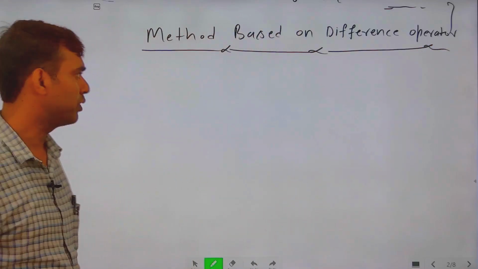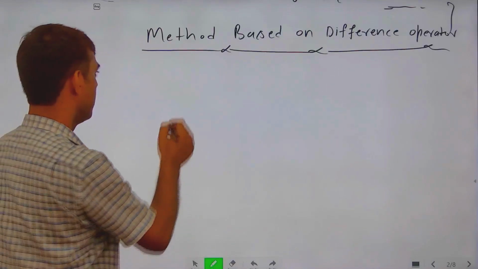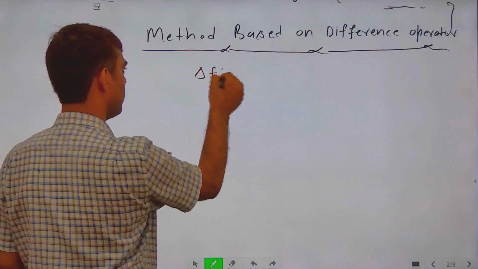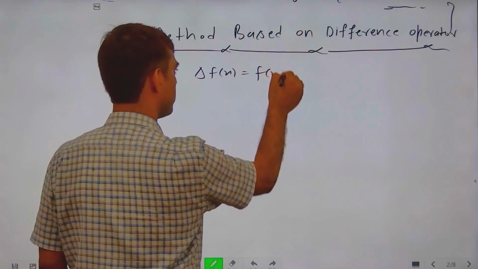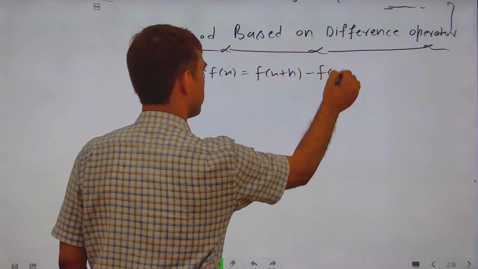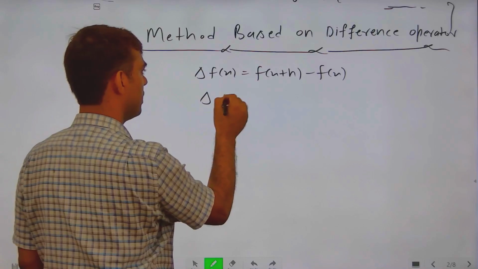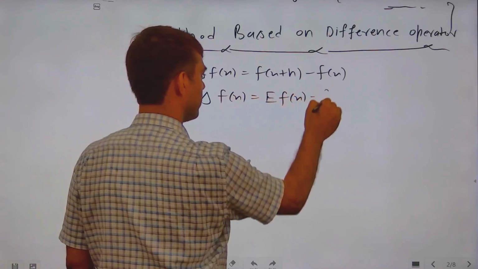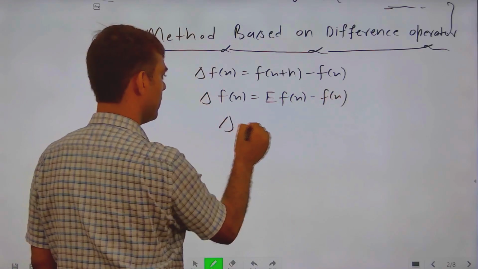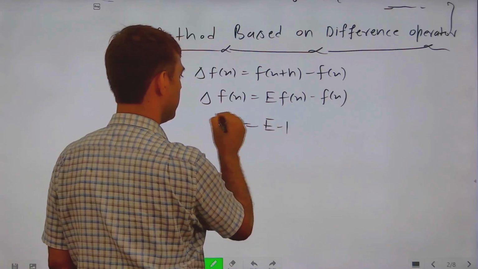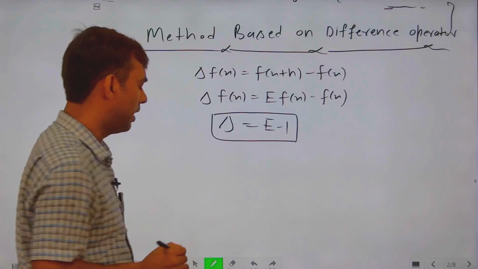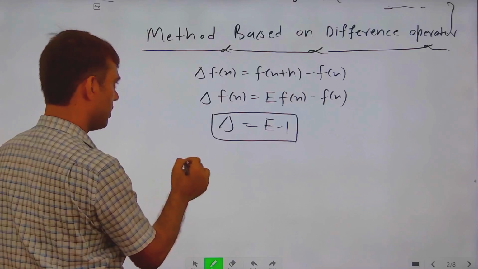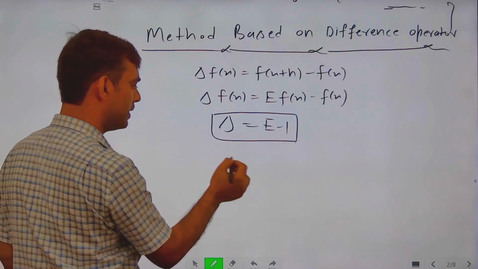So, as we know, what is the relation between E and delta? We know that delta f(x) equals f(x plus h) minus f(x). So, delta f(x) equals E f(x) minus f(x). This means delta equals E minus 1. This is one relation, and another relation is the relation between E and D.